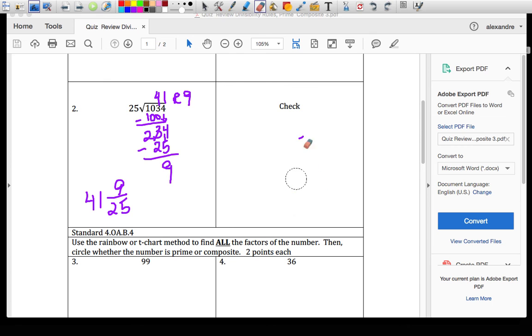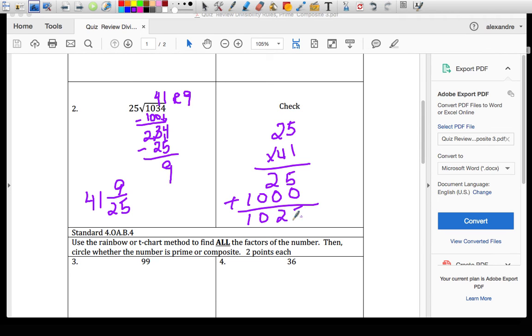Good thing I checked. So here we go. It's 25 times 41. Sorry. So that's 25. 0. 4 times 5 is 20. Goes 2, 8, 10. If you add this up, 1025, and we're going to add that remaining 9. And if I add 1,025 plus the 9, I will get 1,034, which is what I started with over here.